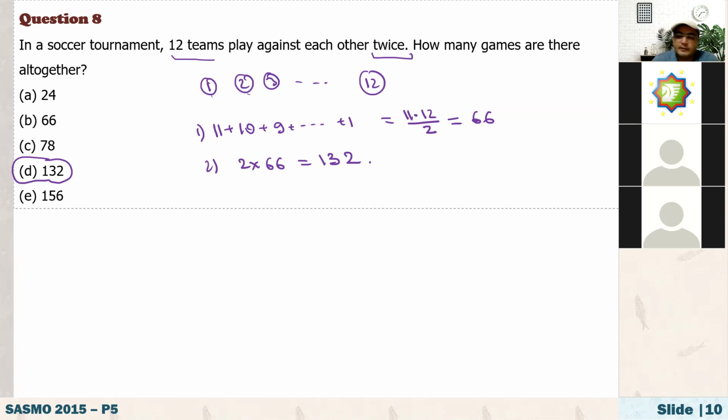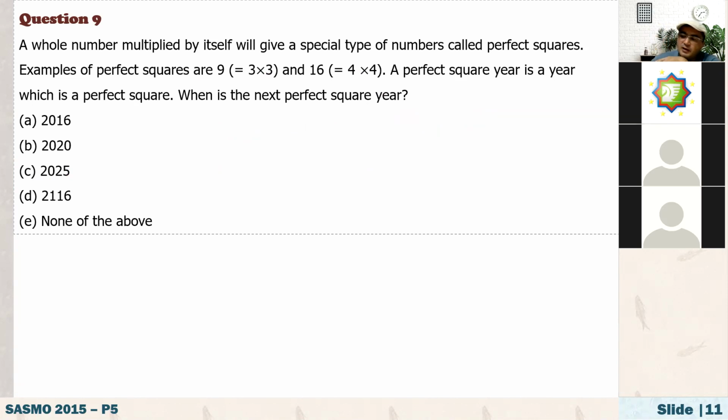All right. Ismail, read the question. A whole number multiplied by itself will give a special type of numbers called perfect squares. Examples of perfect squares are 9, which is 3 times 3, and 16, which is 4 times 4.